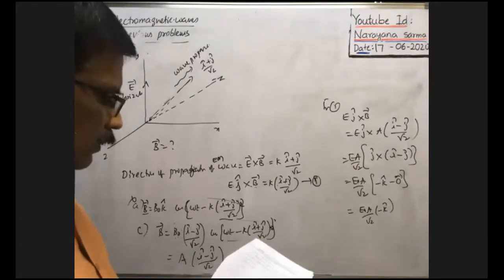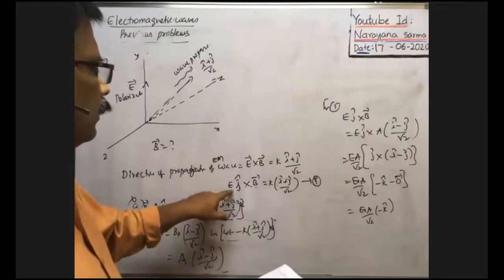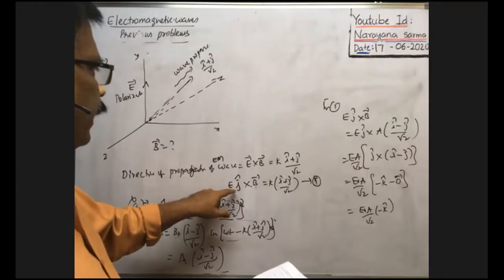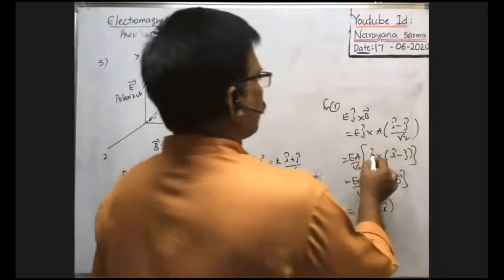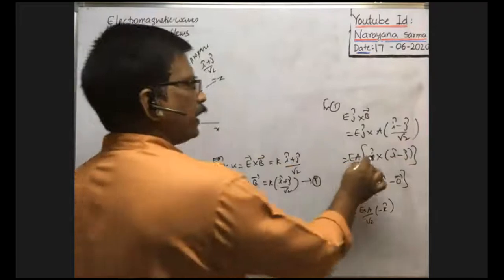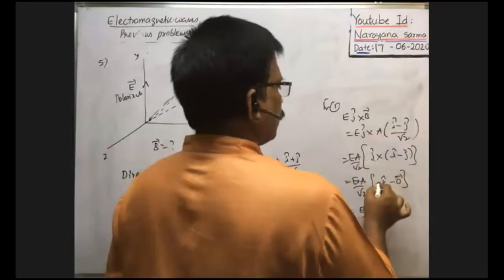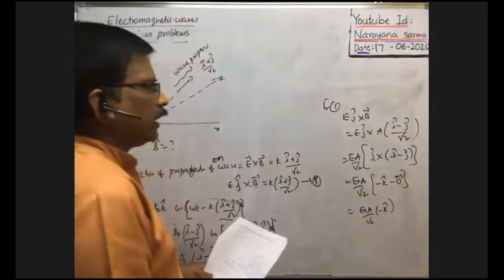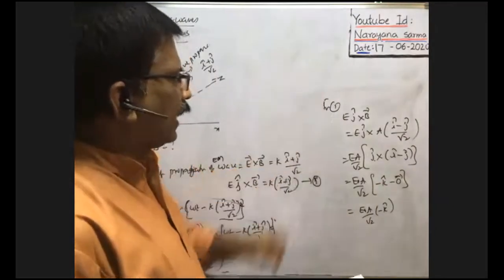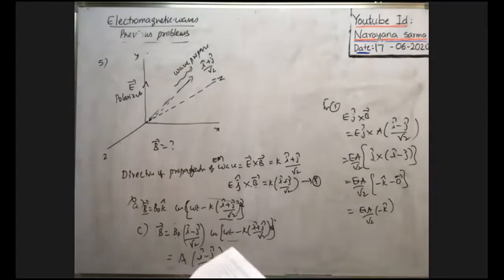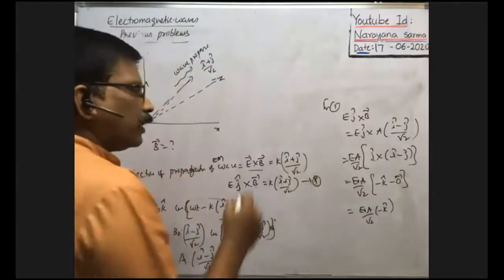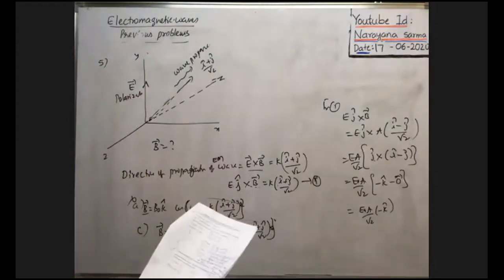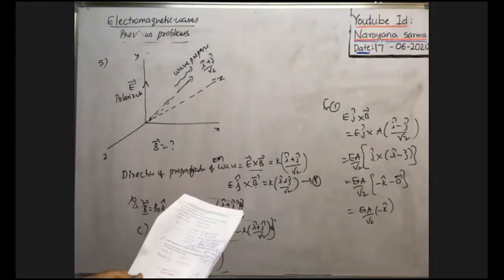No, here E bar is along j cap. Okay, B bar is along I cap minus j cap. So here j cap cross B bar means j cap cross I cap minus j cap. Here minus j cap, it is 0. Therefore the direction of the electromagnetic wave is along minus k cap, means along negative z axis. That is not correct. When you do the cross product between these two, definitely you must get I cap plus j cap by root 2. Then only that answer is correct. Okay, similarly you check the other also.